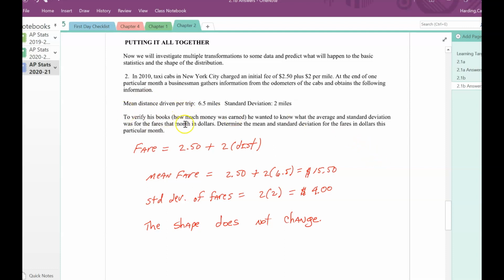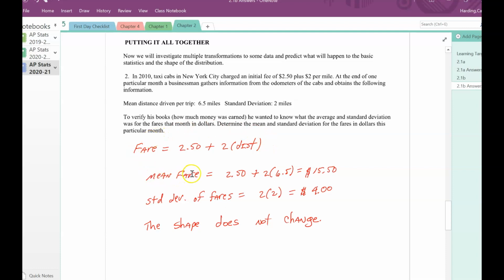To verify his books, he wanted to know what the average and standard deviation was for fares that month in dollars. So here's all we need to do. He's got the mean and the standard deviation of distance. We're going to figure out then the mean and standard deviation of the amount of fares that he's collected by doing a linear transformation. So what is going to change?